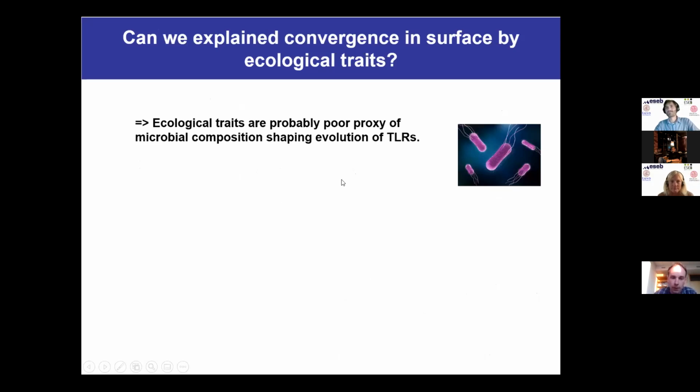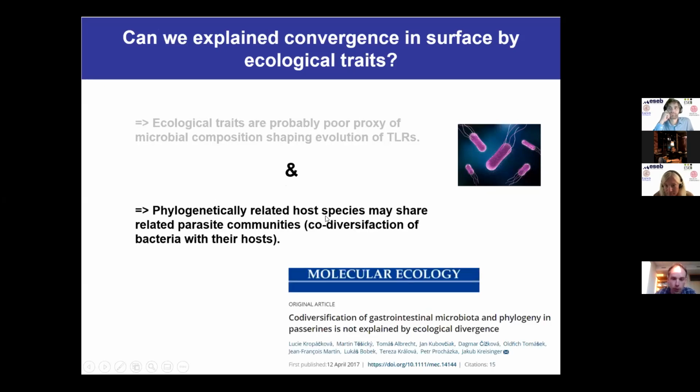So how can we interpret this? Probably the ecological traits that we used are not a good proxy of the microbial community that shapes TLR evolution. And also our results are quite consistent with the so-called co-diversification hypothesis, which assumes that phylogenetically more related host species may share related parasite communities. Basically, bacterial evolution just mirrors its host evolution.